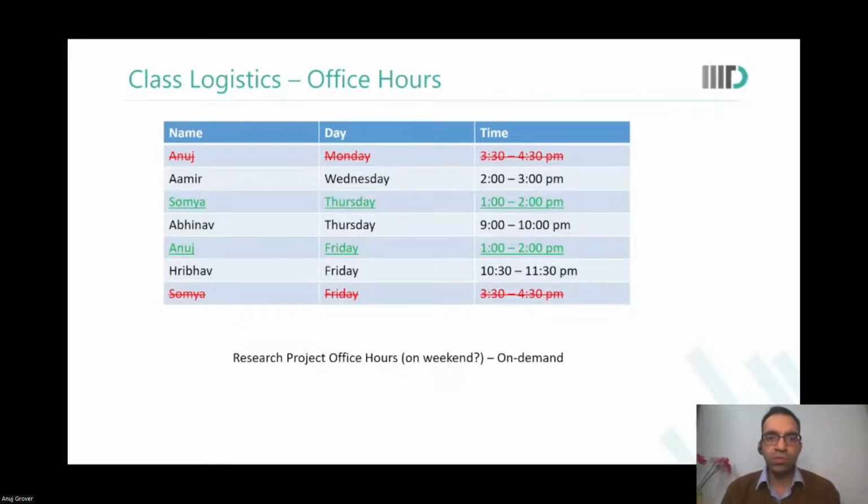So we have classes on Mondays and Tuesdays, and then we have office hours on Wednesday, Thursday, and Friday. So you are well covered through the entire week. If you have any questions or doubts, you can join any of the office hours. Does that help? Any concerns regarding this? This is directly in response to the request you put in the last class that I should keep my office hours on some other day also.